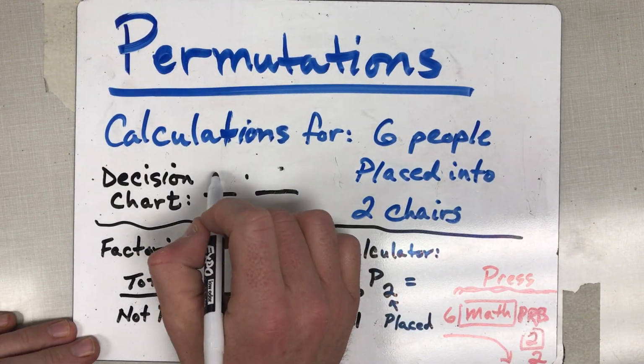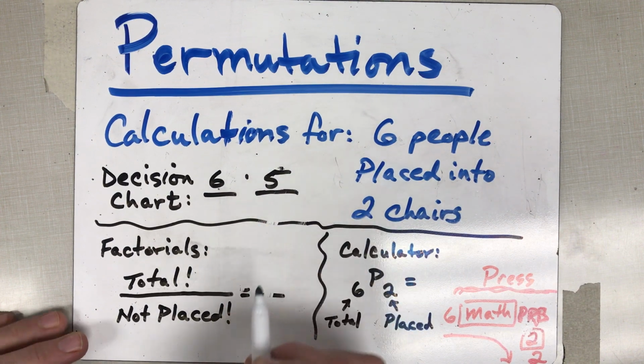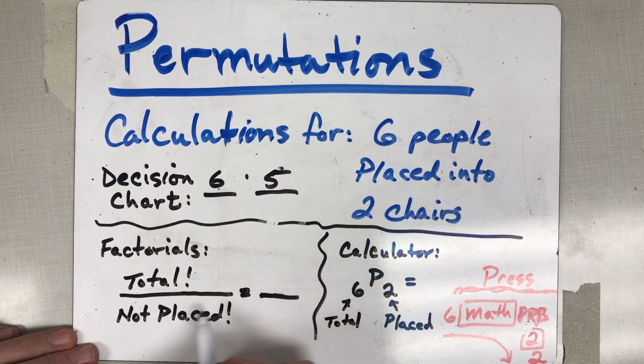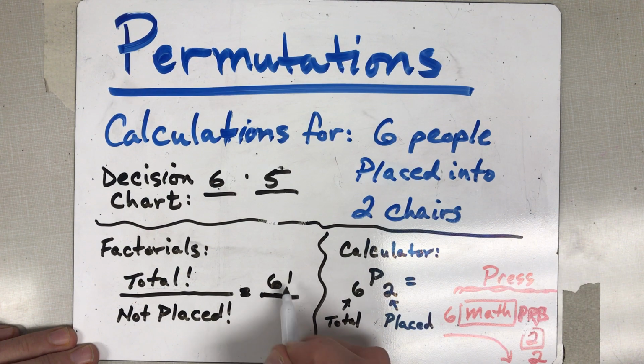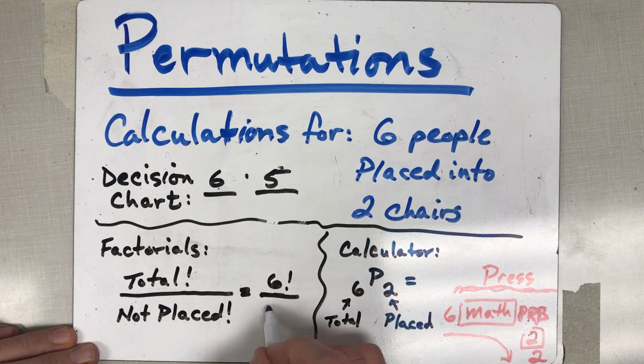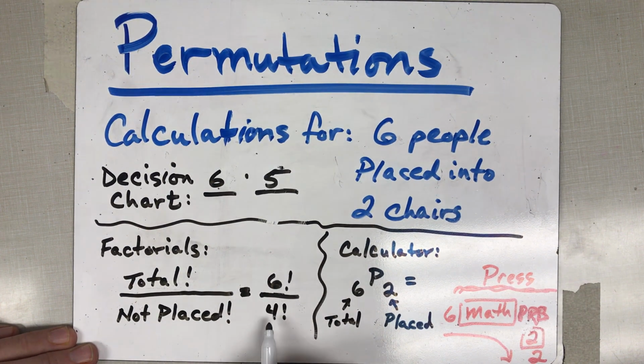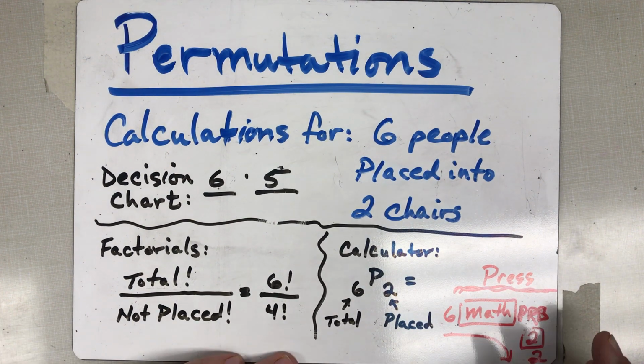Next, that's not the only way you can do a calculation on your calculator for permutations. Again, the decision chart would just be as simple as going 6 times 5, but we can also do this a little differently. We just talked about it here. We said you could take 6 factorial over the number not placed factorial, which was 4, and then we had our answer at 30 also.